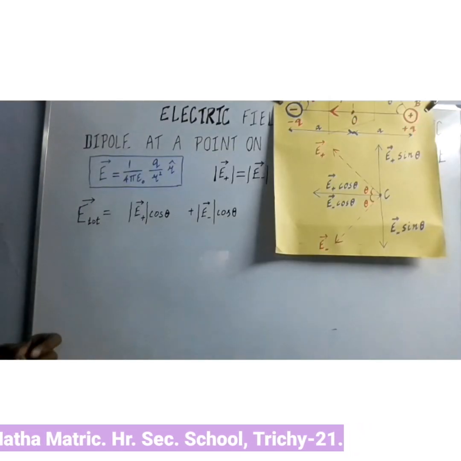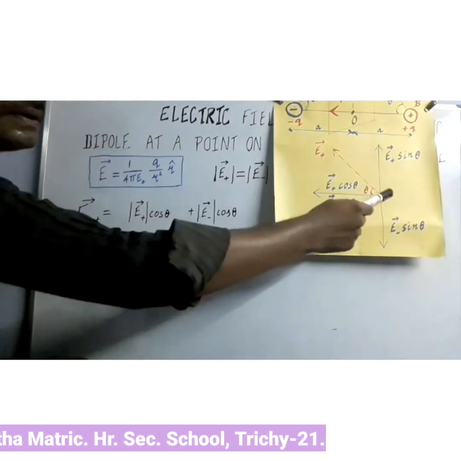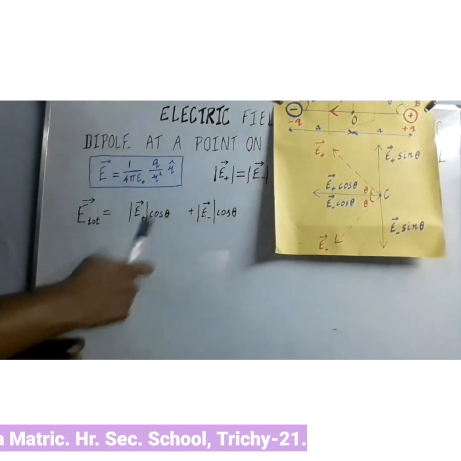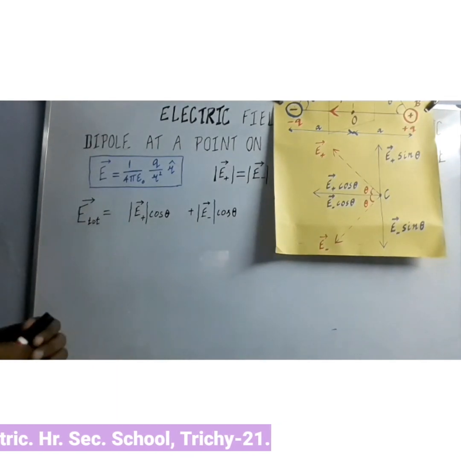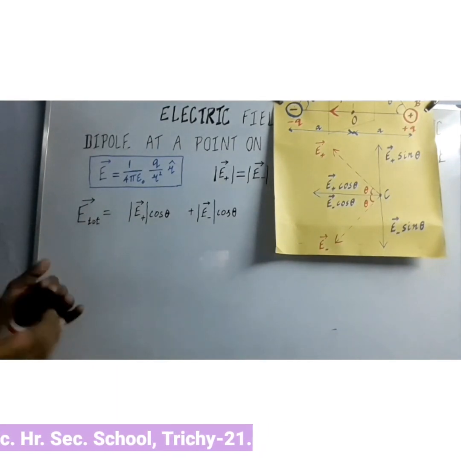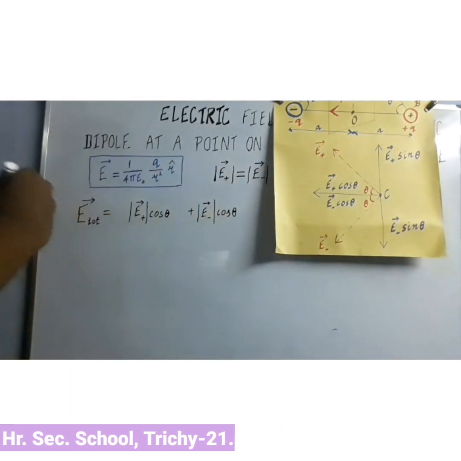Here I have written the total electric field at the point C. It is nothing but addition of the two parallel components. At the right side I have written only the magnitude. We have to include the direction, because electric field is a vector quantity, it has the direction also. You have to find the direction of the component.